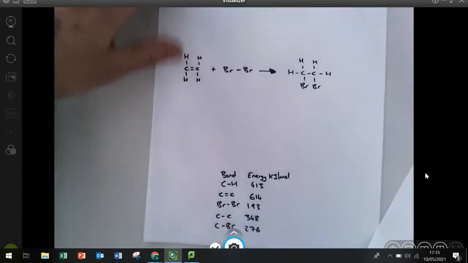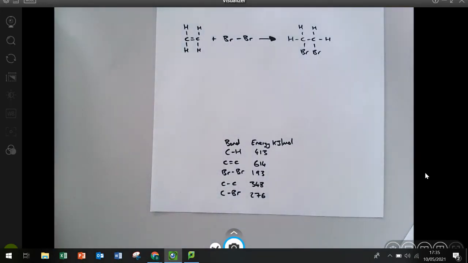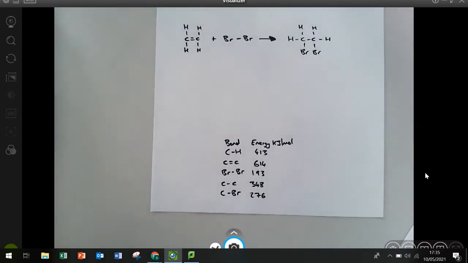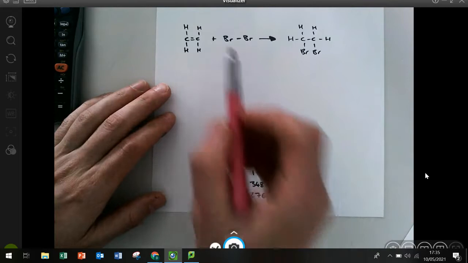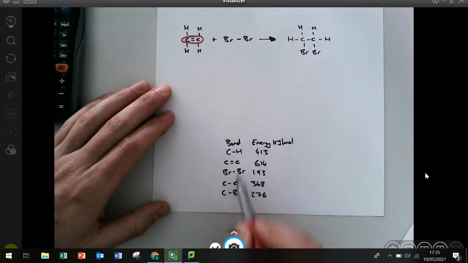Okay, let's look at a more complicated example now. So pause the video now and try this question. So it looks complicated, but it's no harder than the other ones. We just need to be logical. So let's start on the left-hand side. So I'm going to start with my CC. So I need to look in the table.